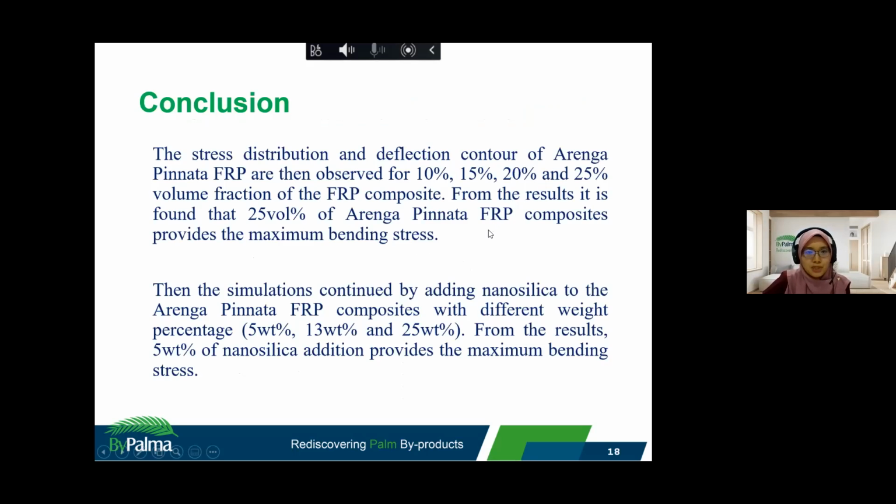As for the conclusions, from our 7 specimens, we have found that 25 volume fraction of Arenga Pinnata FRP composite provides the maximum bending stress. And when we add more nanosilica content, the 5 weight percentage of nanosilica addition provides the maximum bending stress. That's all from me. Thank you.